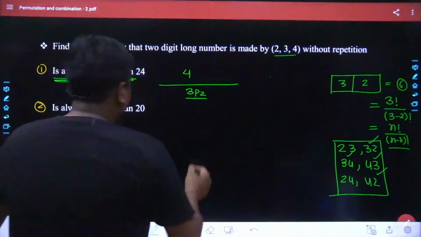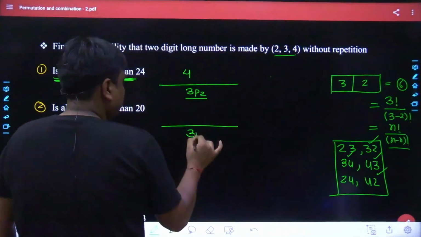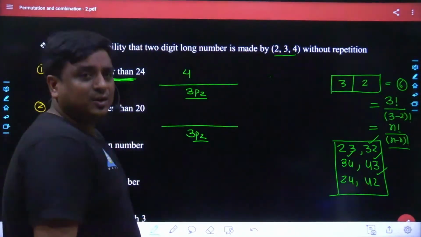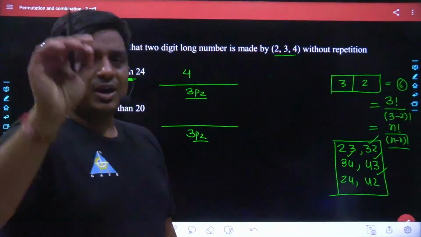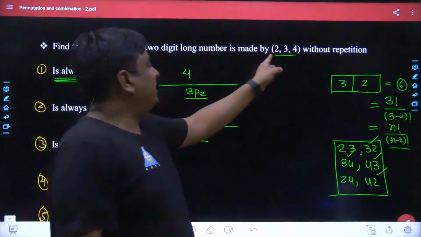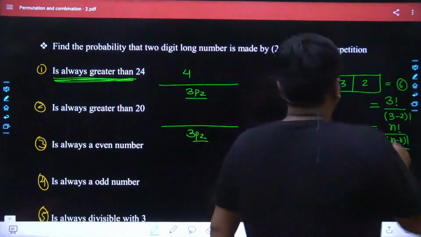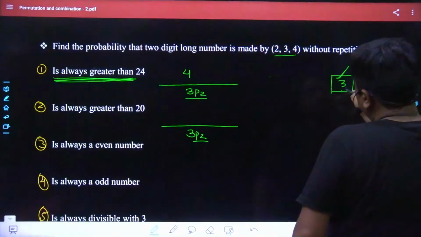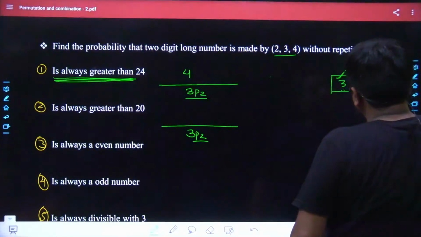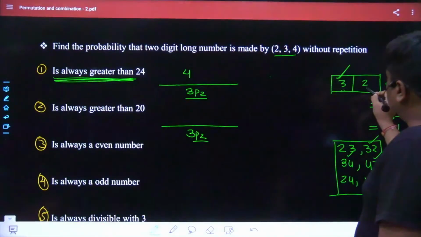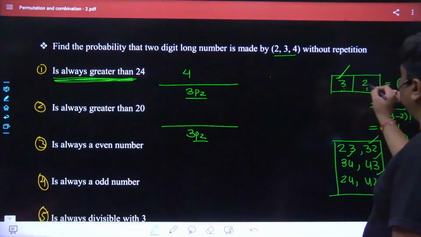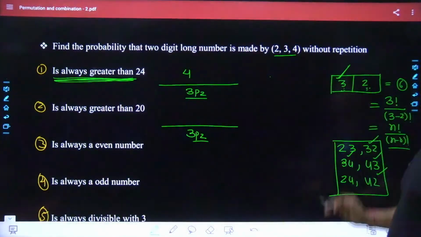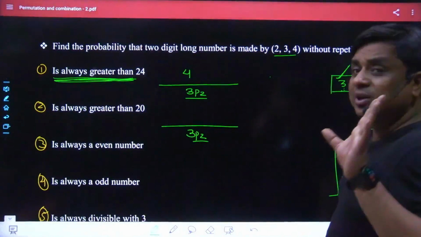The next important point is a very, very important point. What is the possibility that the 2-digit number which has been framed is greater than 20? My dear friend, all of the numbers are going to be greater than 20. Why? The least tens digit we can pick is 2. And as the 2 has already been fixed in the first block, either the 3 or the 4 is going to come in the second block. If 3 comes, that becomes 23. If 4 comes, that becomes 24. So the least number you can frame is 23 only.